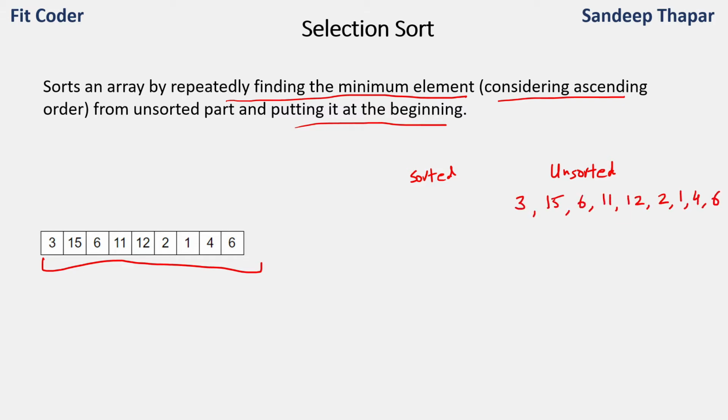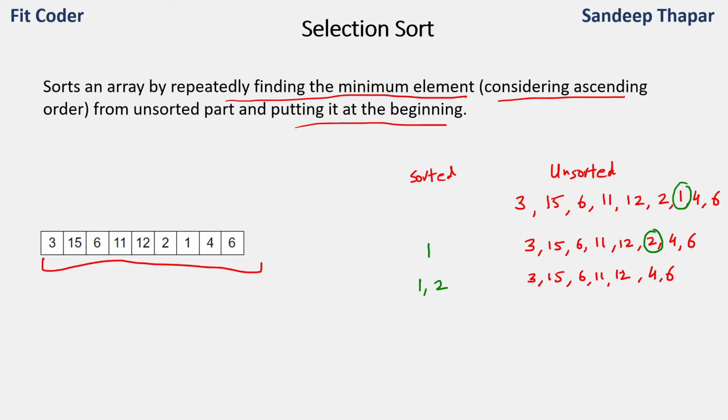The algorithm will find the minimum element in the unsorted part and place it in the sorted part. The minimum element here is 1. So 1 will be placed in the sorted part and the remaining elements are in the unsorted part. In the next step, we again find the minimum element in the unsorted part. The minimum here is 2. Now we place this 2 in the sorted part.